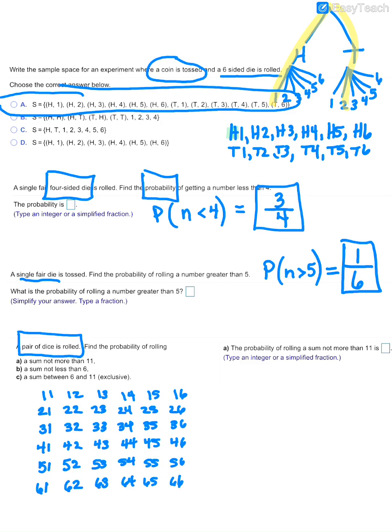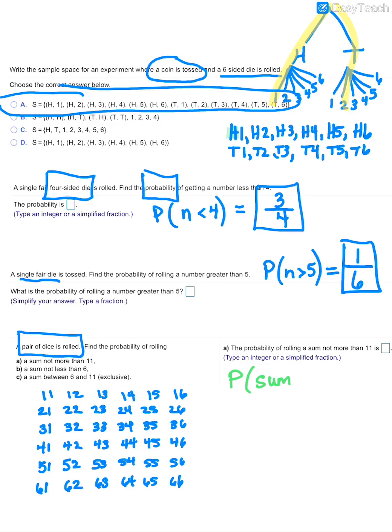And I know it seems tedious to write out that table, but sometimes when we try to picture all 36 outcomes, we forget some of them. So I just personally prefer to write it out. So now my first question wants to know, what is the probability that I'm going to get a sum that is not more than 11?